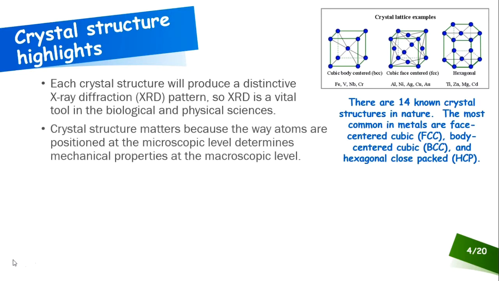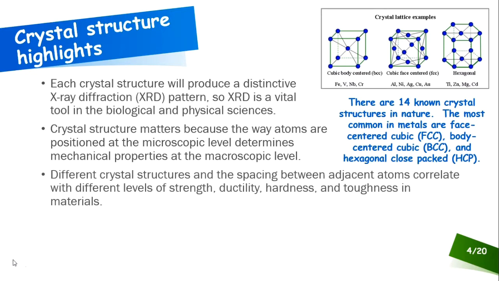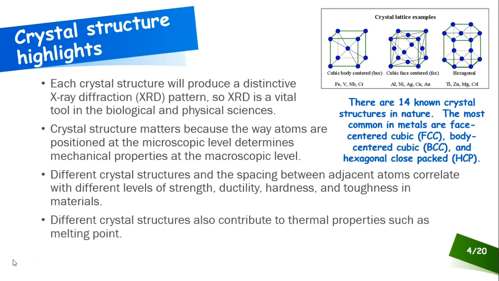Now, the reason why all of this matters is that the way your atoms are positioned and arranged at the microscopic level will determine the properties that you see in the material on the macroscopic level, which is the level that we live at. Different crystal structures and different spacings between adjacent atoms will give you different levels of strength, ductility, hardness, and toughness. So a lot of the mechanical properties that a material has is determined by its crystal structure. The crystal structure also correlates very well with thermal properties, such as the melting point of the material.